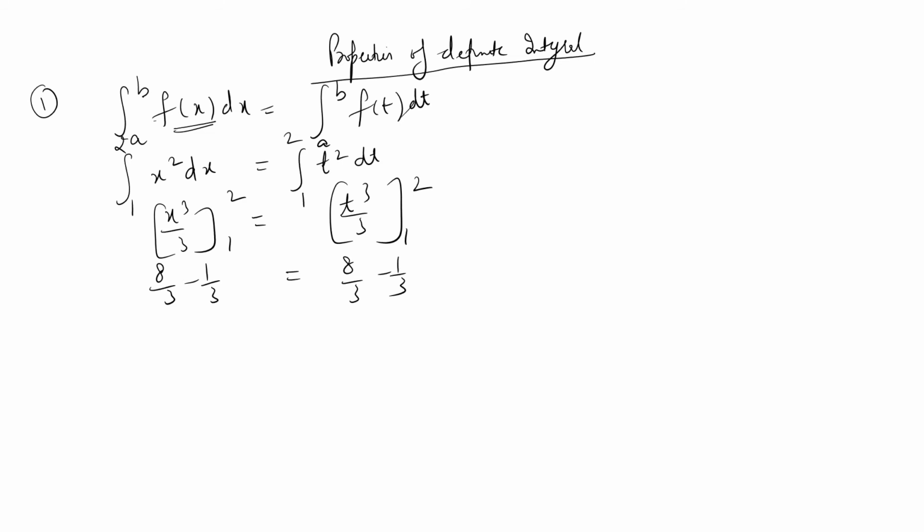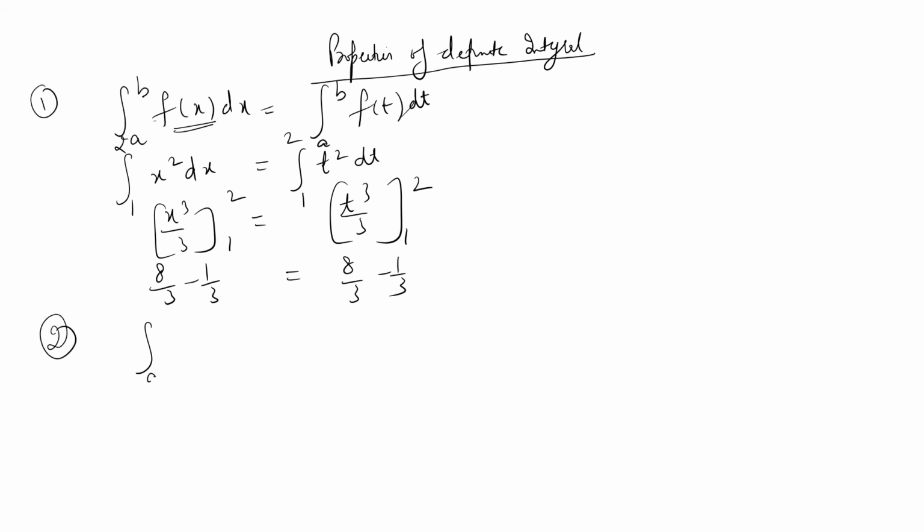Answer is going to be same. So integral a to b f(x) dx means either we are integrating with respect to x or with respect to t within the same limits. The answer is going to be same. This is your first property of definite integral, and a question will come in which we will use maximum properties of definite integrals, right? This is the first property.